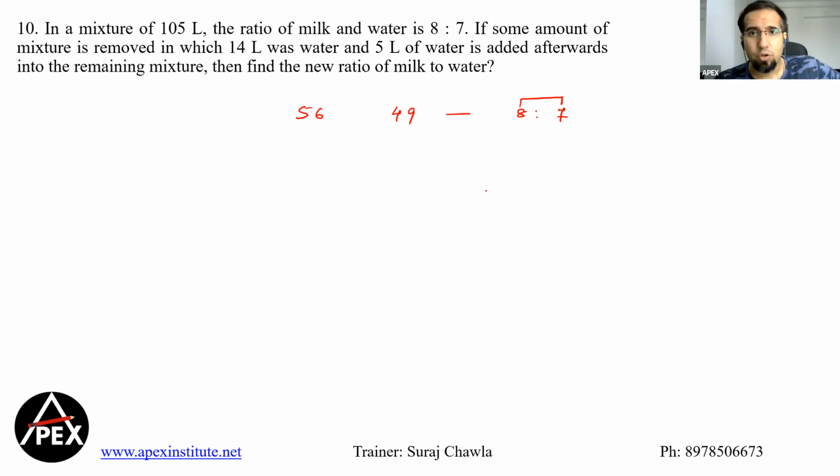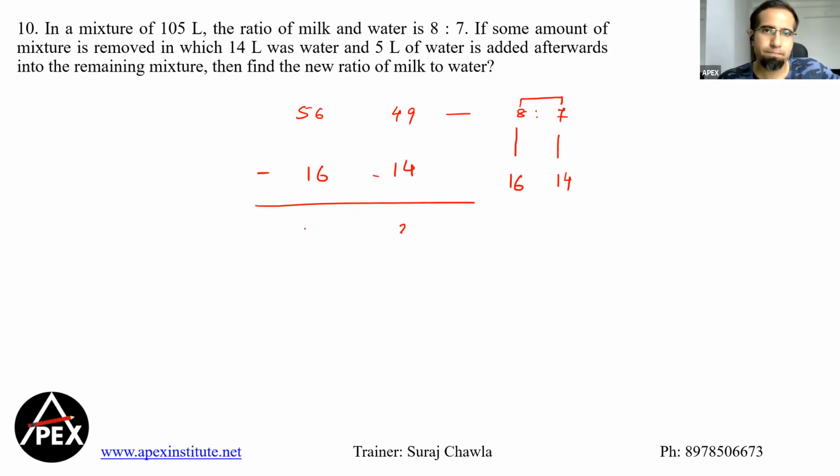So if some amount of mixture is removed in which you have 14 liters of water, please remember, whenever you are removing something from the mixture, you will get them in the ratio in which it is mixed. So if you have 14 liters of water, which means you will have 16 liters of milk. So 16 of this is removed and 14 of this is removed, which means this gives you 40 and this gives you 35. Clear, guys? 5 into 7, right?